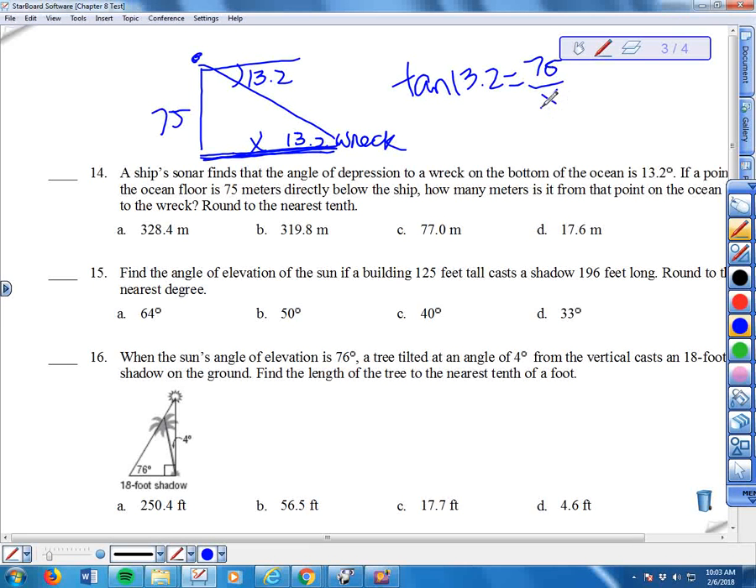So I've got to multiply and then divide. So it's 75 divided by tangent 13.2. 319.8.